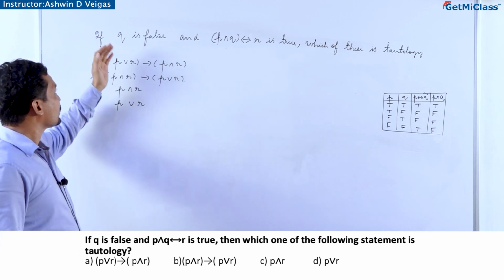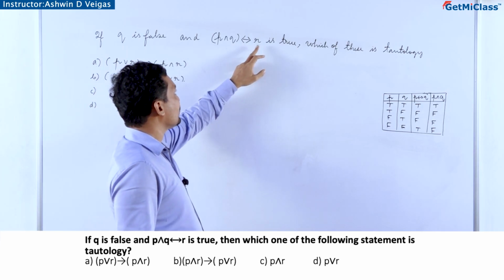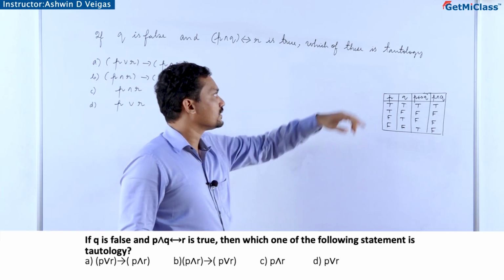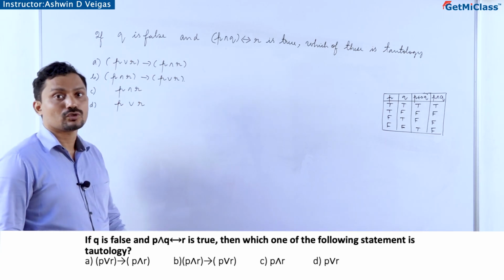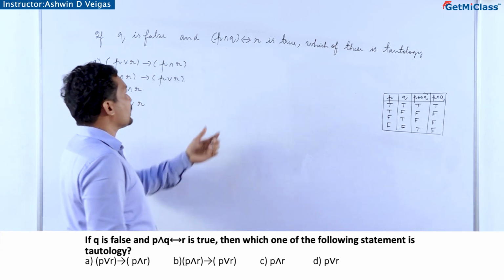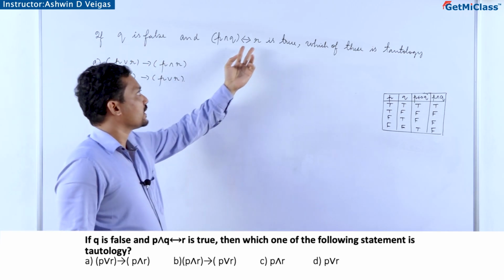Look at this question. If Q is false and P and Q if and only if R is true, which of these is a tautology? So, in these 4 options you have to find which of them is always true. Okay, now we will first analyze this. Already Q is false is given to us. So, now we will analyze this.